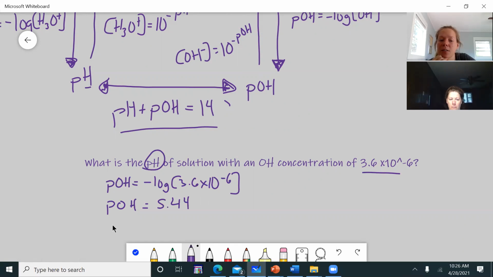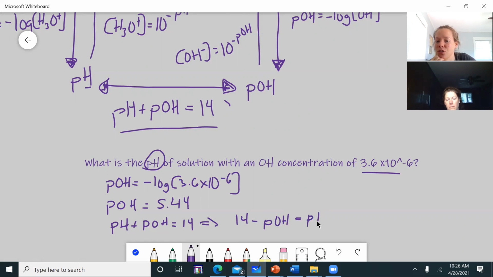So in order to get pH, well, pH plus pOH has to equal 14. That's just the rule. So we can rearrange this real quick and go 14 minus pOH will equal my pH. And so we just take it, subtract it from 14, and we end up getting a pH of 8.56. If you were to say, hey, is this acidic, basic, or neutral? Looking at that pH, I would say that this is basic.